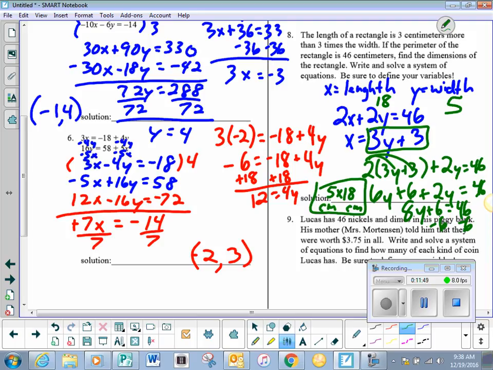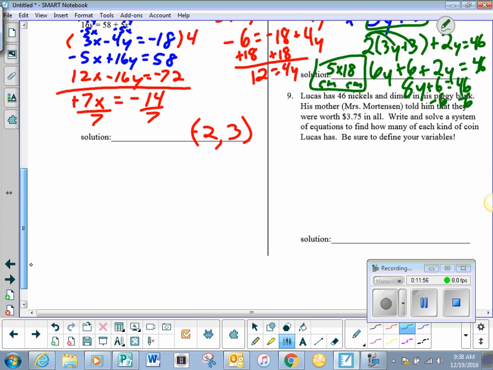Pretty straightforward. Those are good ones to do. I did have that on the original test. I took it off, so taking it easy on you guys.